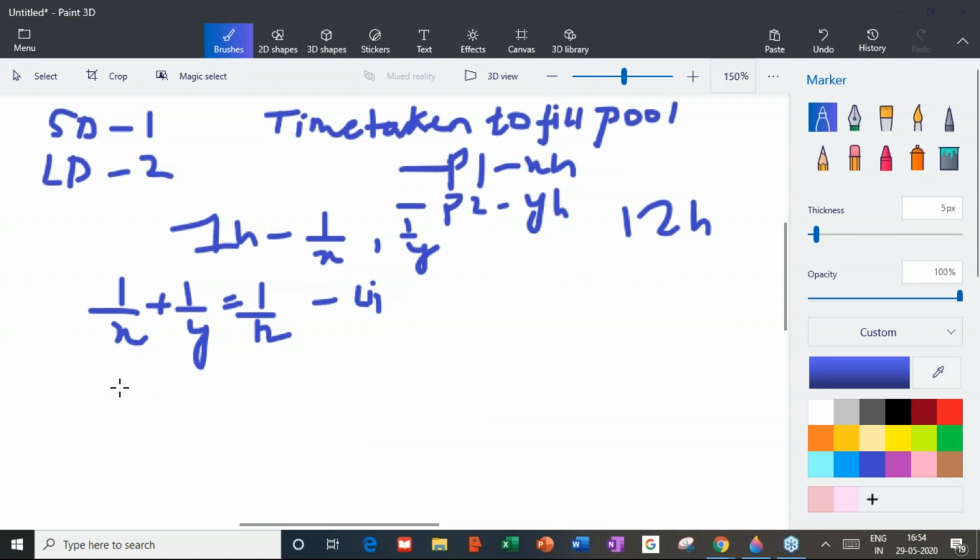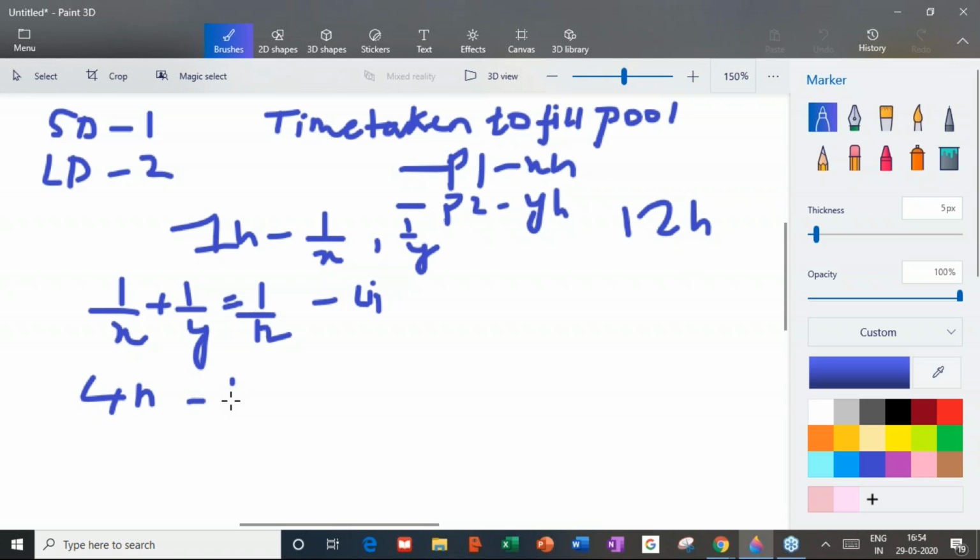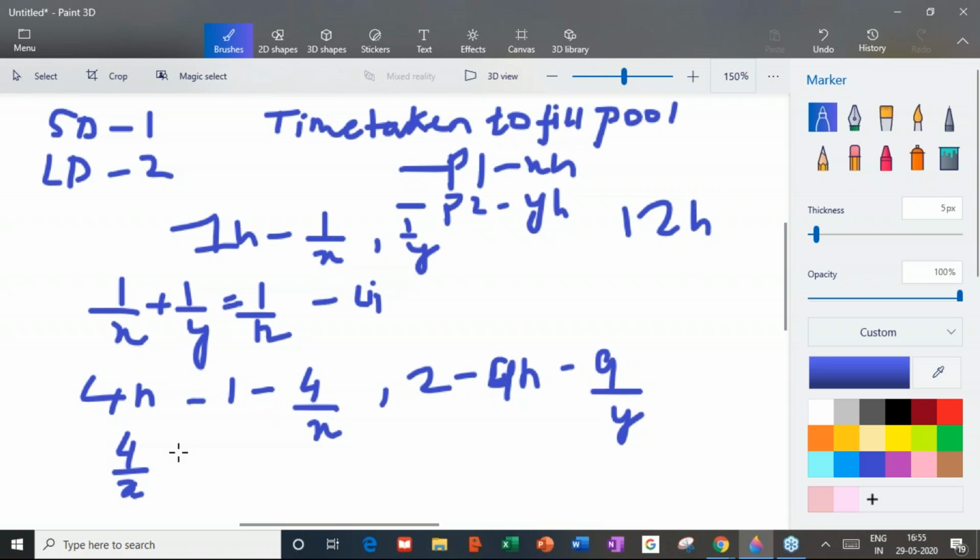Okay, so this is done, and the second part, what does it say? In 4 hours, the water filled by pipe 1 will be 4 by x, correct? And pipe 2 is 9 hours, so it will be 9 by y. So they are saying that when these two are used for 4 and 9 hours respectively, only half of the pool is filled, which means 4 by x plus 9 by y is equal to 1 by 2. This will be your second equation.